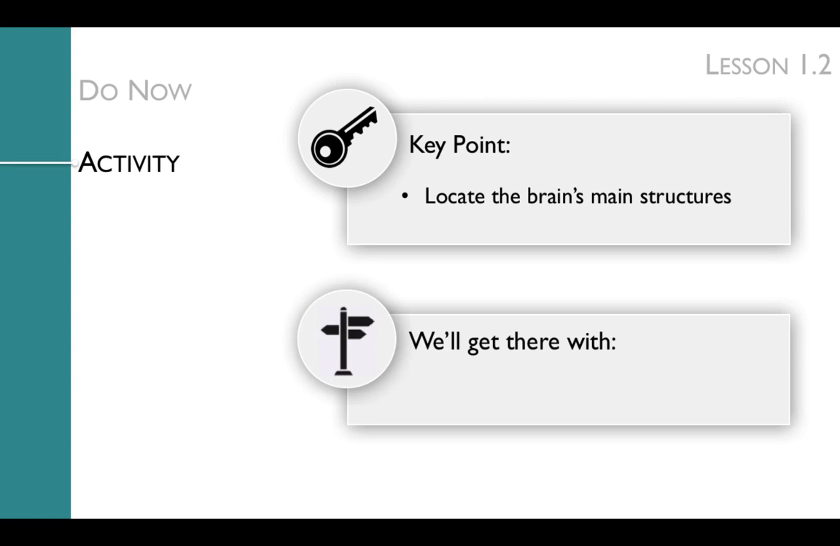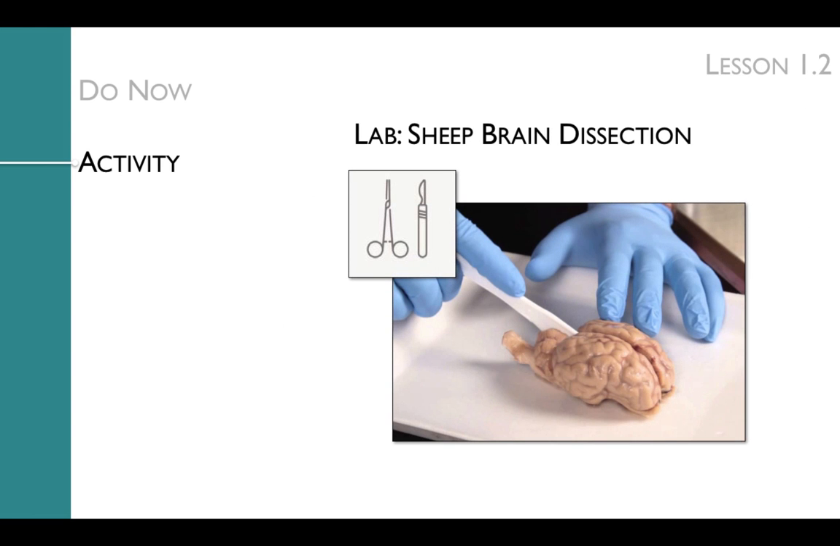The key point of the activity is to locate the brain's main structures. We'll get to this key point through a lab in which students dissect a sheep's brain. To complete the dissection, students will follow their worksheets and picture guide. The lesson PowerPoint has the images from the dissection picture guide, so you may want to use it to keep your students on task throughout the dissection.